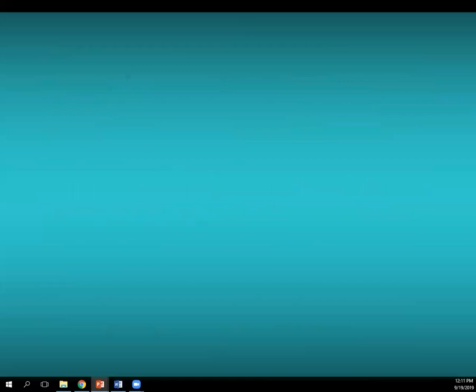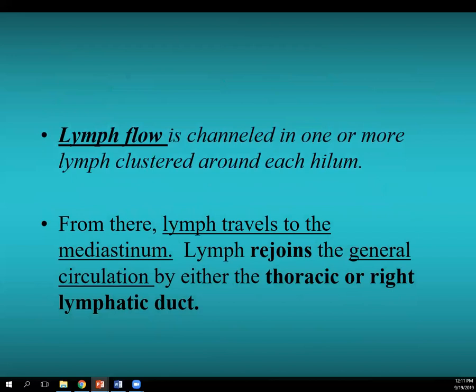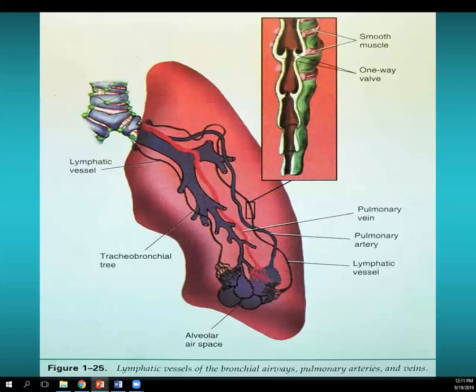Let's look closer at exactly what this lymph flow is that we're discussing. The lymph flow is channeled into one or more lymph nodes clustered around the hilum, and from there the lymph travels to the mediastinum, and the lymph rejoins the general circulation by either the thoracic or the right lymphatic duct. So the lymph system has its own circulation. It goes down and it cleans up the different areas.